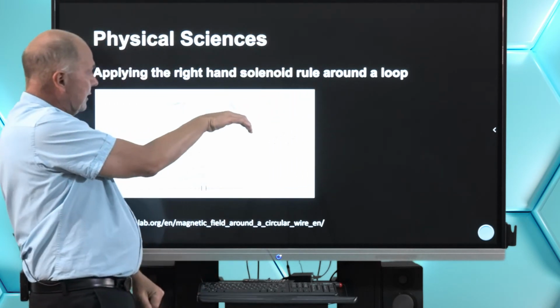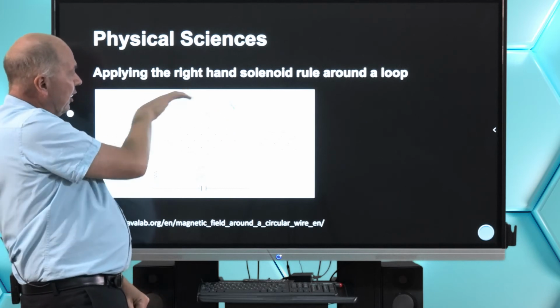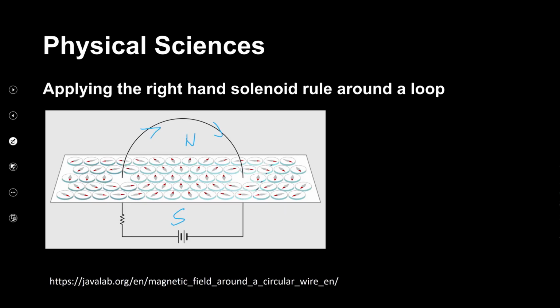So if we do it next to the board here, you'll see that we're going around like that and we're pointing in. This side was the south side. The red arrows of the compass needles are pointing north. So the north side is on the other side of the loop.